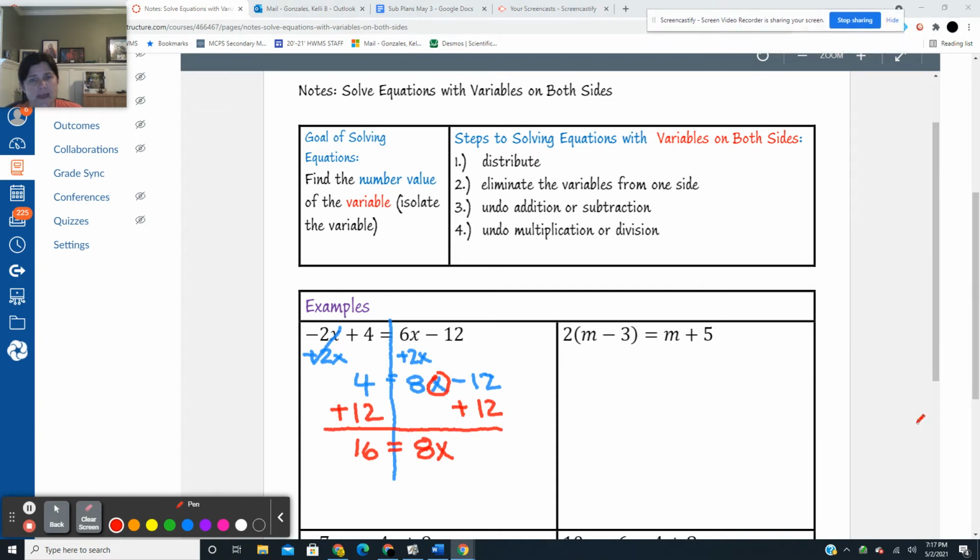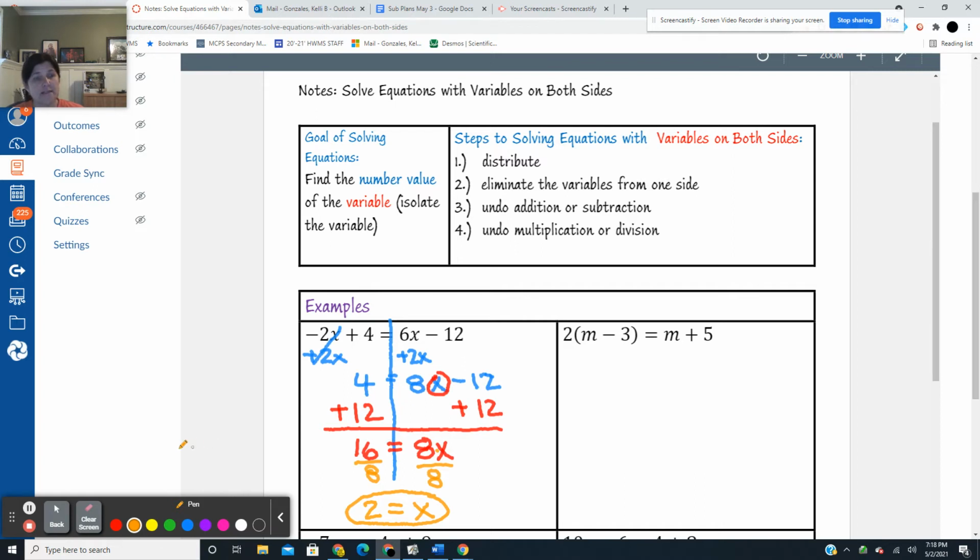All right, and then now we have a times 8. So the opposite of times 8 is divide by 8. And 16 divided by 8 is 2. And so when we are finished now because x is alone. And what this tells me is that if I take the number 2 and substitute it in, negative 2 times 2 plus 4 will give me the same as 6 times 2 minus 12. So we solved the first example on our note sheet.